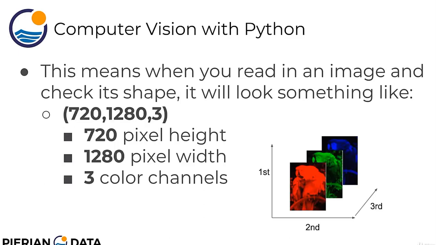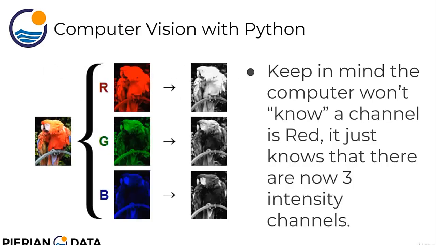If we were to actually visualize this, basically you have a 3-dimensional array where we have the typical 2 dimensions, except now you have 3 of those, 1 for each major color. Keep in mind the computer itself won't know that a channel is red. It just knows that there are now 3 intensity channels, essentially 3 sort of grayscale channels representing a color. Notice that when the computer actually reads it in, it gets something that looks like this last column here, black and white. It's up to whatever software you're using to actually represent those as color in order to combine them to get that left image all the way on the left where we have the parrot.